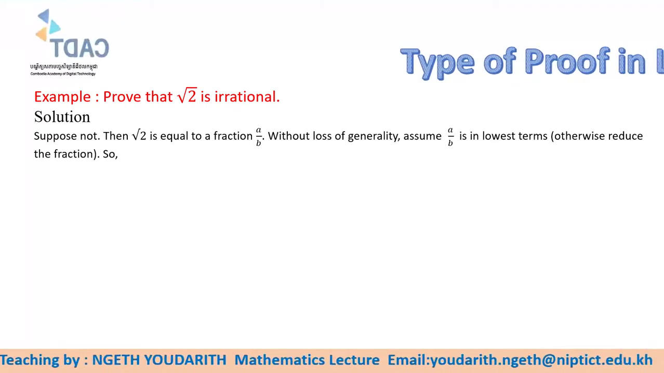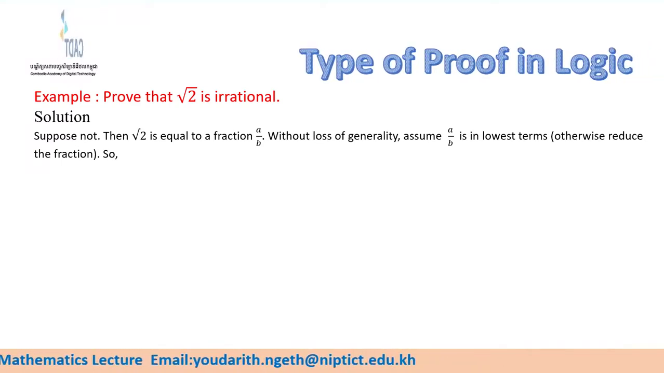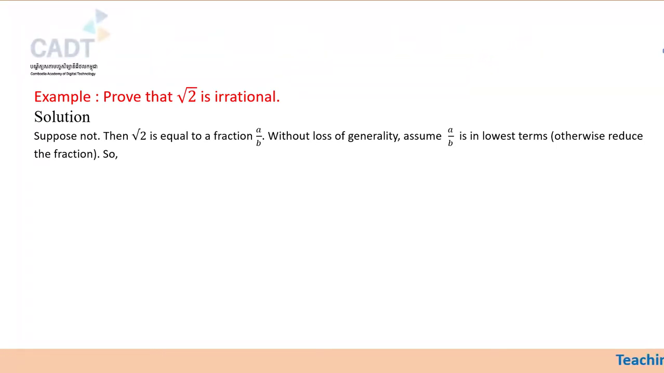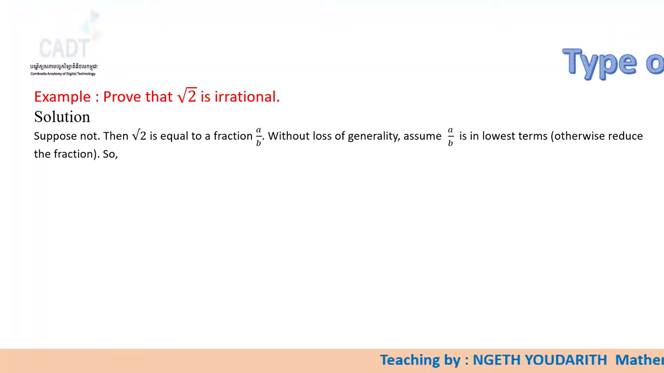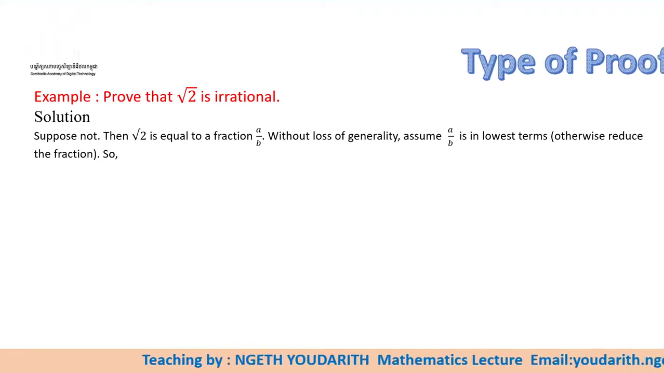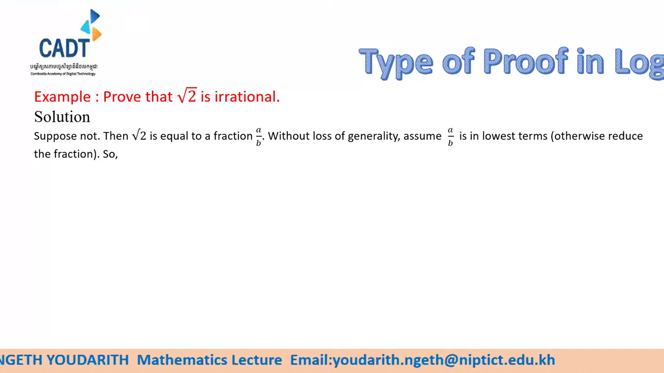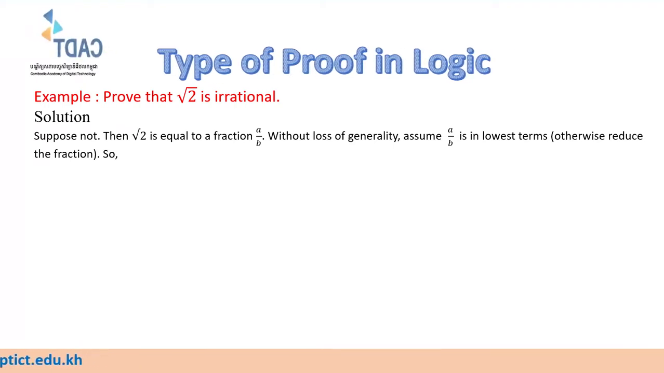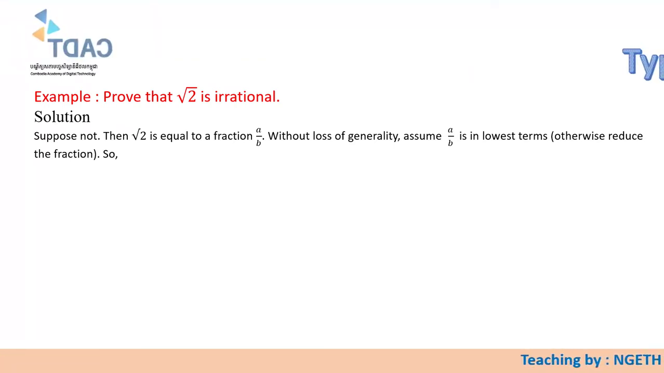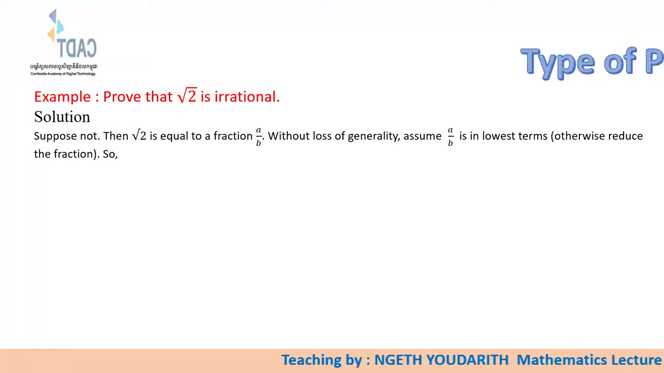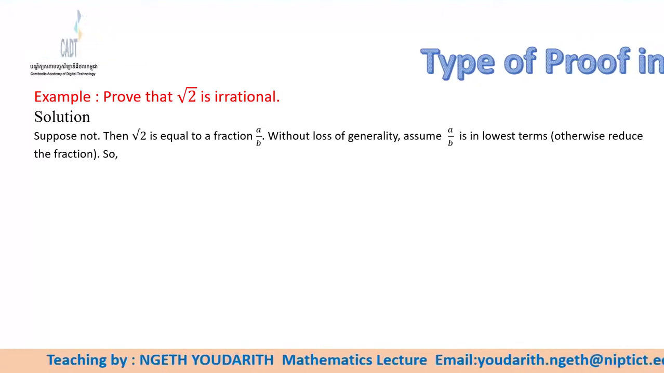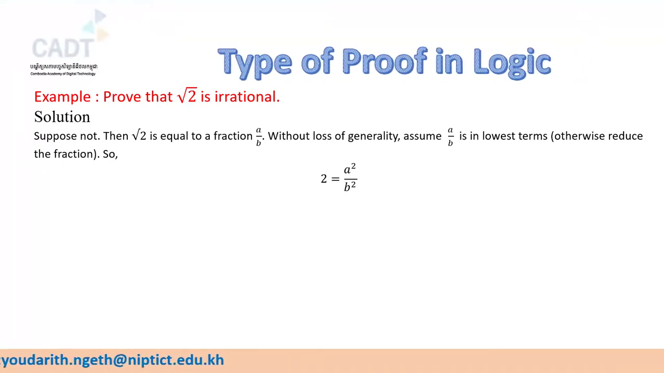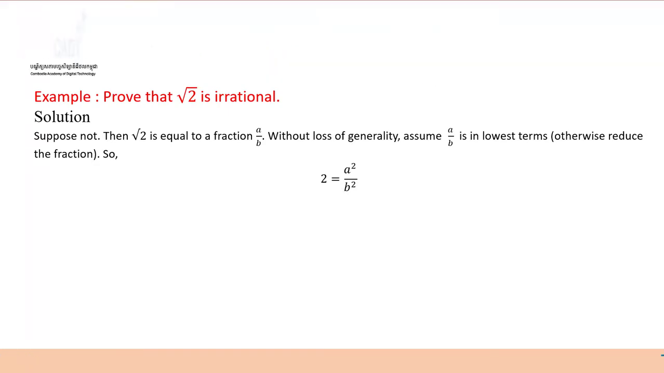Suppose not, then square root of 2 is equal to a fraction a divided by b. Without loss of generality, assume a over b is in lowest terms. Otherwise, reduce the fraction. So a and b have no common divisor; a cannot be divided by b. So we let 2 be equal to a square over b square.